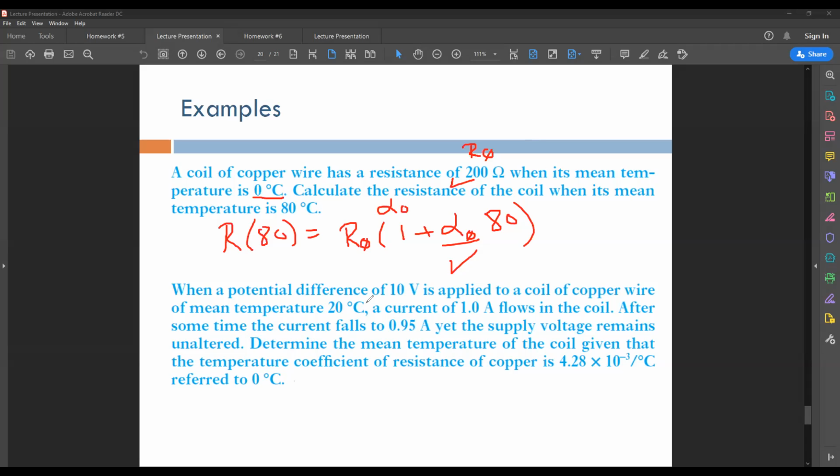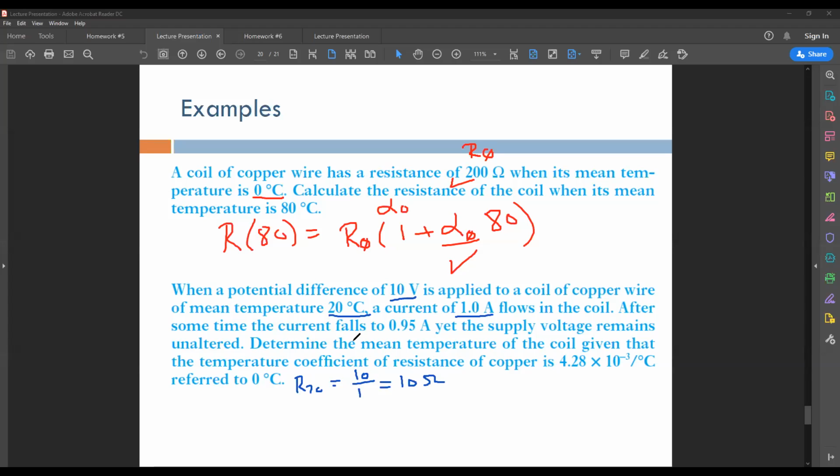This other problem: when a potential difference of 10 volts is applied to a coil of copper wire of mean temperature of 20, this is the mean temperature, the current of 1 ampere flows. So basically you have a voltage and you have a current. So the resistance at 20, you can compute it from this voltage over that current. So R20 is equal to 10 volts over 1 ampere, which is 10 ohms.